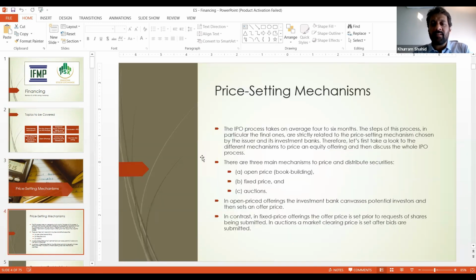Okay, so what are the price setting mechanisms here? Essentially, we're focusing today on three price setting mechanisms. One being book building. I'm sure we've talked about book building earlier, and the audience has a very fair idea as to how book building functions. This IPO process takes on average 4 to 6 months, which is absolutely true, assuming there is timely flow of information to the financial advisor. If there is a lag, obviously you can easily add a few months to it.